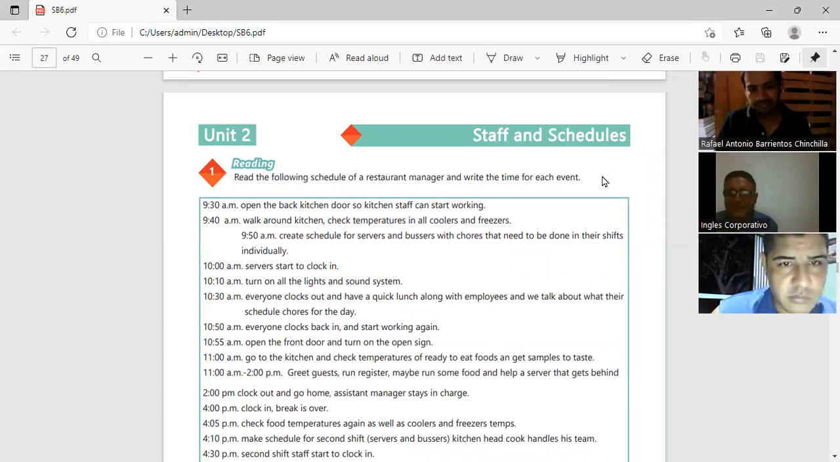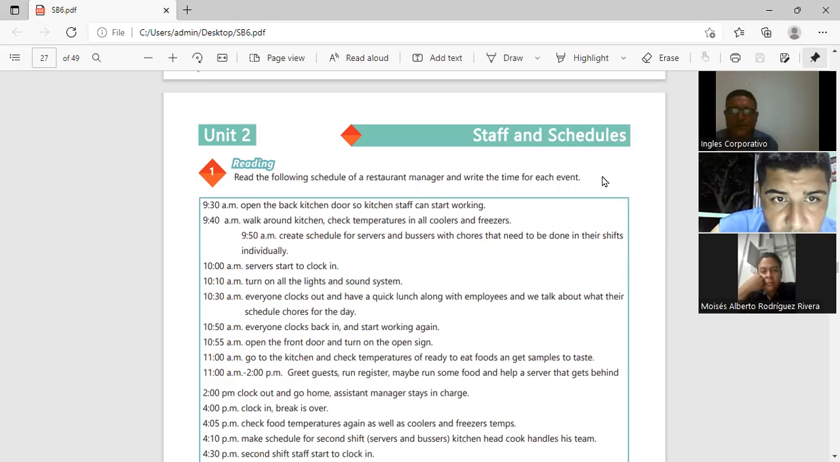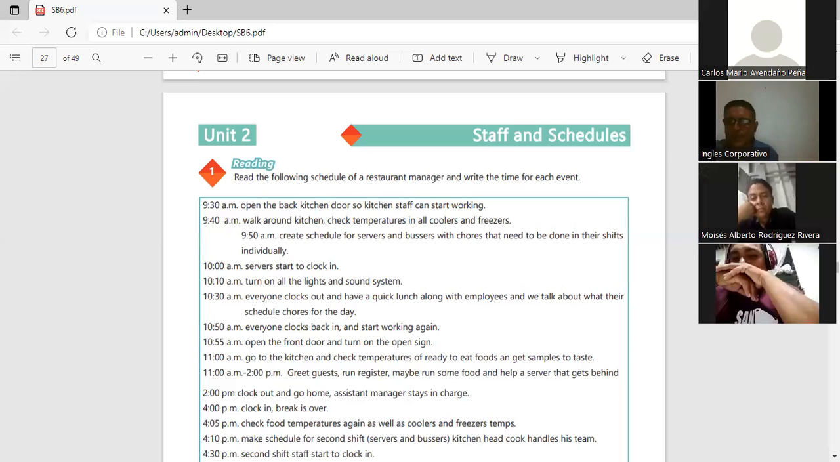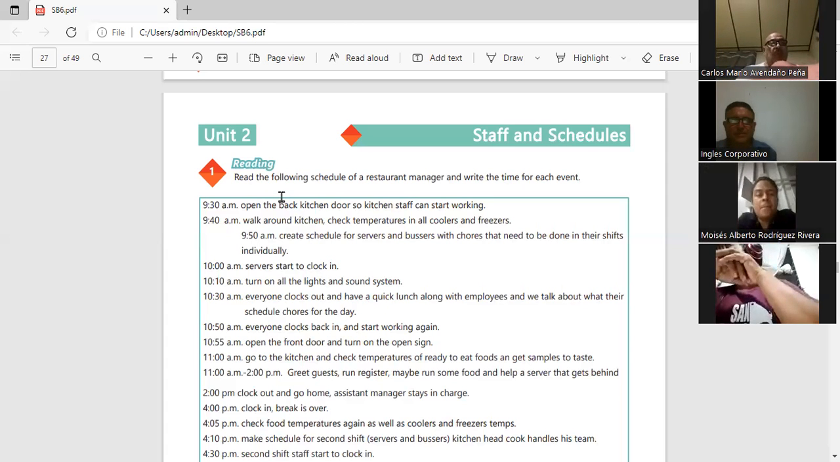Yes, Carlos Avendaño. Sorry, I'm going to translate to Spanish. Yes, the instructions. Lea el siguiente horario de un restaurante, del gerente de un restaurante, y escriba el tiempo de cada evento. Okay, thank you very much.